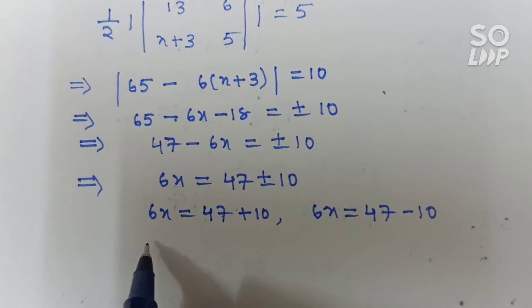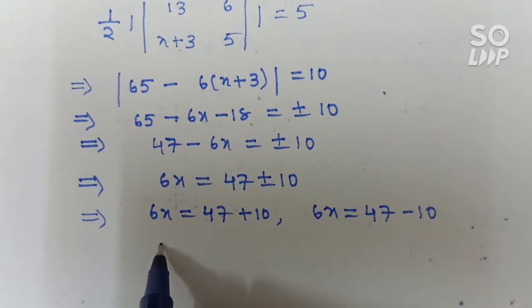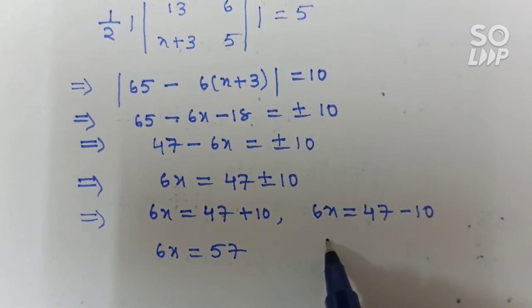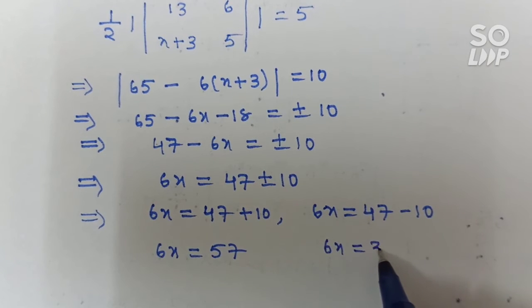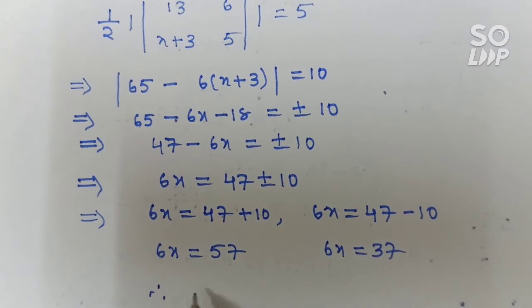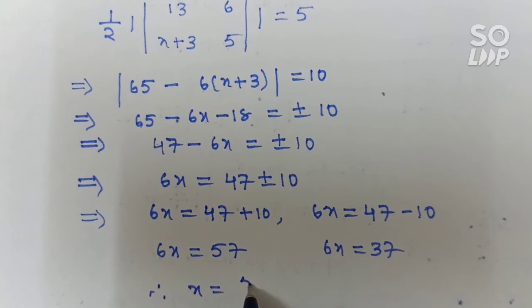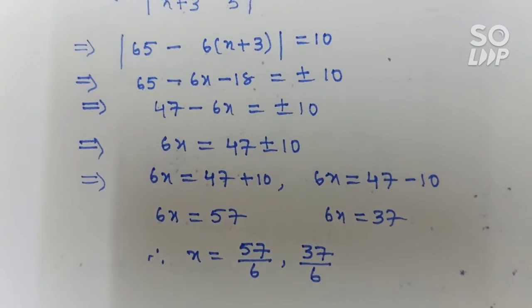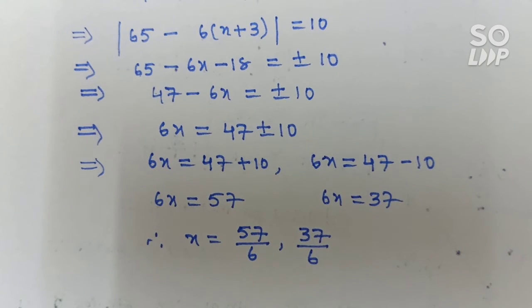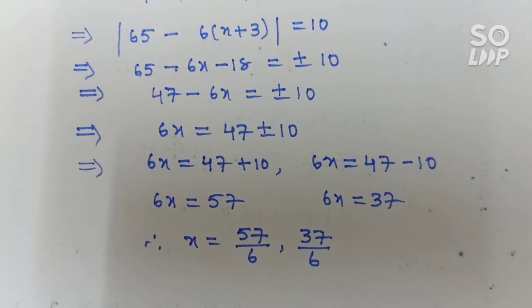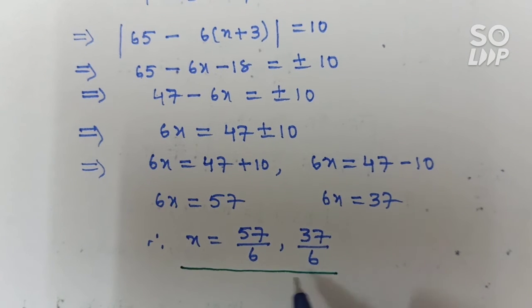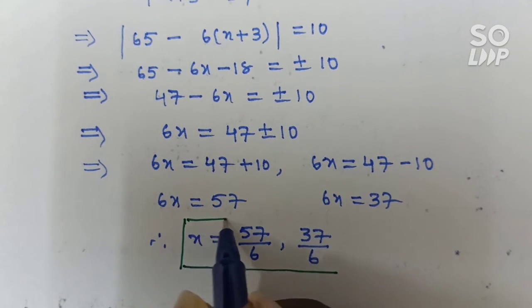By simplifying this, you will get 6x is equal to 57, and here 6x is equal to 37. Therefore x is equal to, from the first case, 57 by 6, and from the second case, 37 by 6. These are the x values. If the area of the triangle formed by the given points is 5 square units, then the x value will be 57 by 6, 37 by 6.